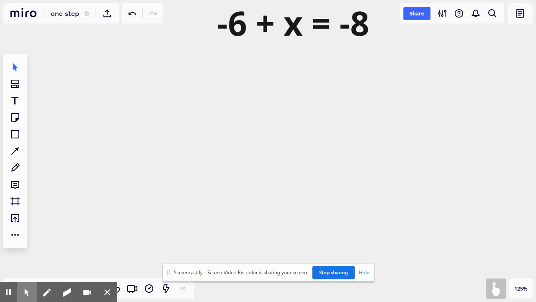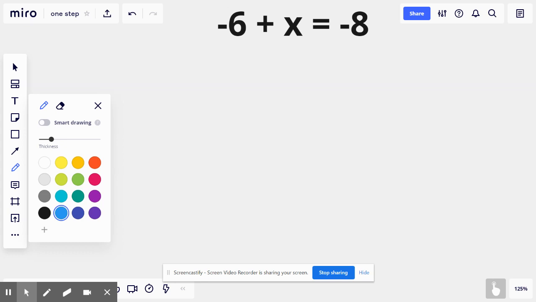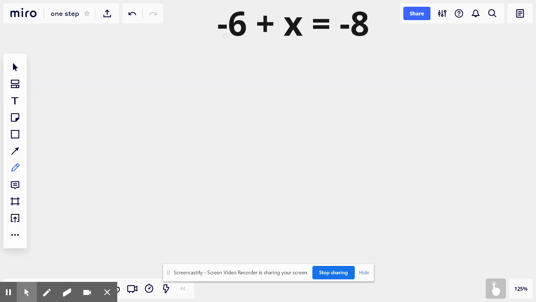Now, again, I changed the order, but this is exactly the same as x minus 6. Why is this exactly the same? Because we have a negative 6 and we have a positive x, just like we did in the previous problem. Okay. So what am I going to do to get the x by itself?